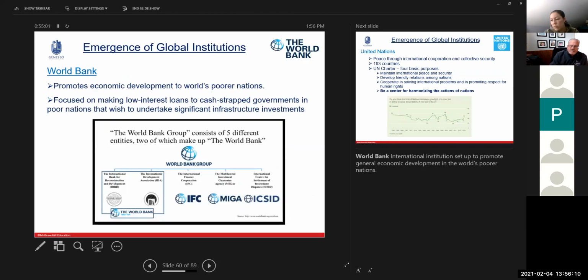The World Bank. This is, for those developing countries, the source for economic development. They provide funding through the mechanisms of low interest loans to countries in great need due to some, not necessarily unforeseen, but some key event that may have occurred, whether a natural disaster, a war or something like that. As a result, their goal is to help improve economic development in those developing parts of the world.